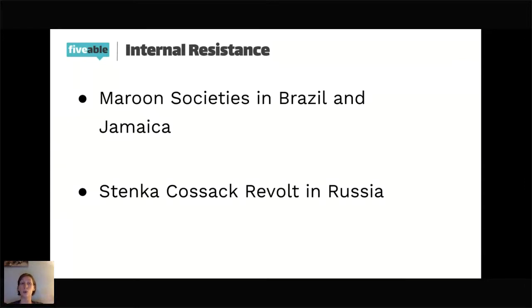And so we're going to look at the Maroon societies in Brazil and Jamaica, and then at the Cossack revolts in Russia. I know a little bit more about the Maroons than I know about the Cossacks, so I'll probably spend a little more of my time there.